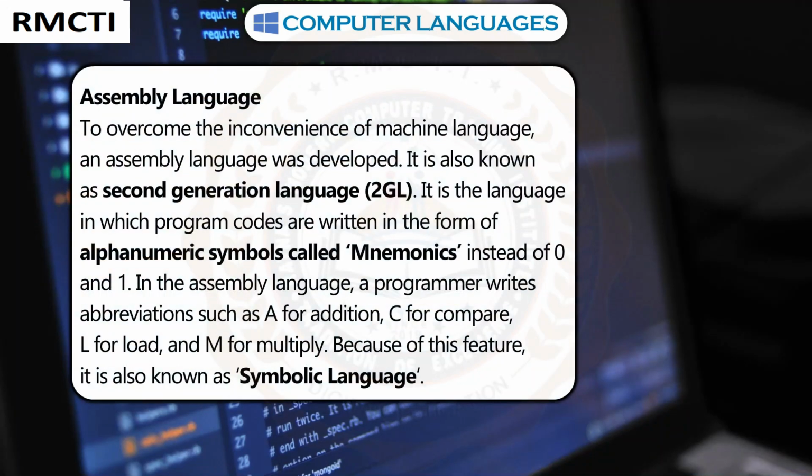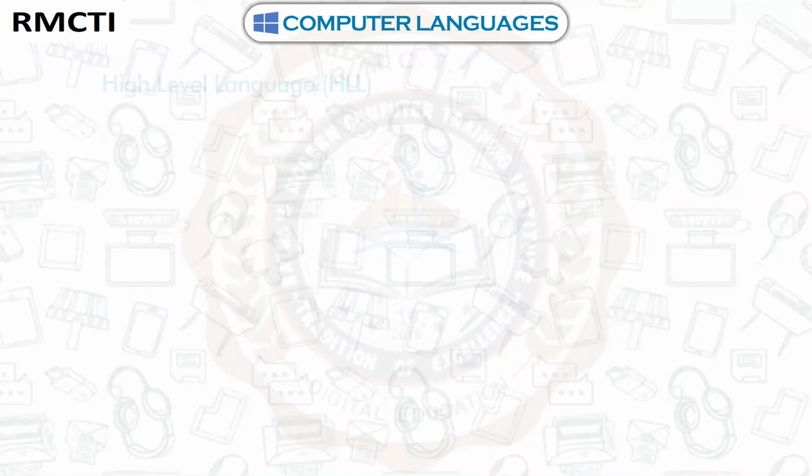Assembly language. To overcome the inconvenience of machine language, an assembly language was developed. It is also known as second-generation language, 2GL. It is a language in which program codes are written in the form of alphanumeric symbols called mnemonics instead of 0 and 1. In assembly language, a programmer writes abbreviations such as A for addition, C for compare, L for load, and M for multiply. Because of this feature, it is also known as symbolic language.